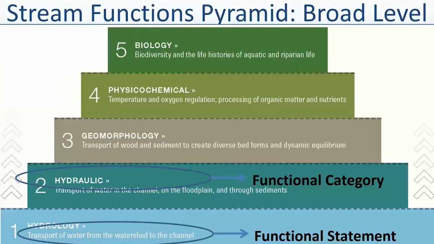Now, if I had to do this over again, I would add a word to this functional statement in biology, and that word would be animal. So it would read biodiversity and the life histories of aquatic and riparian animal life. That really is the thought process here. And again, I'm going to keep going through the concept and the thought process, but keep that in mind, or make yourself a note that really it's about aquatic animal life being the biology.